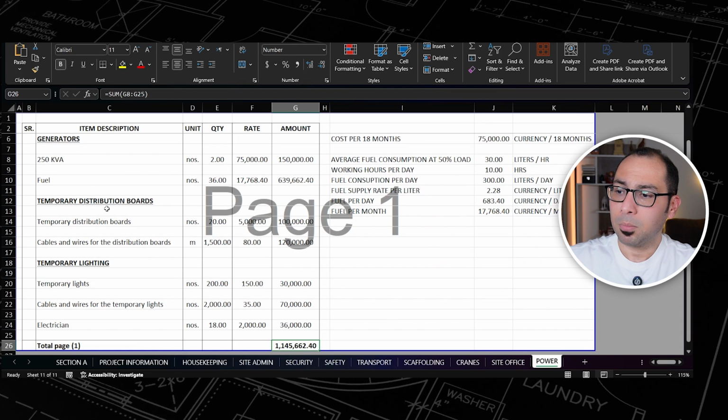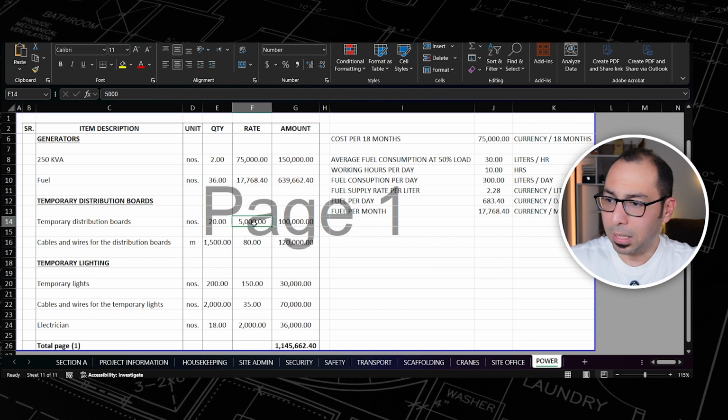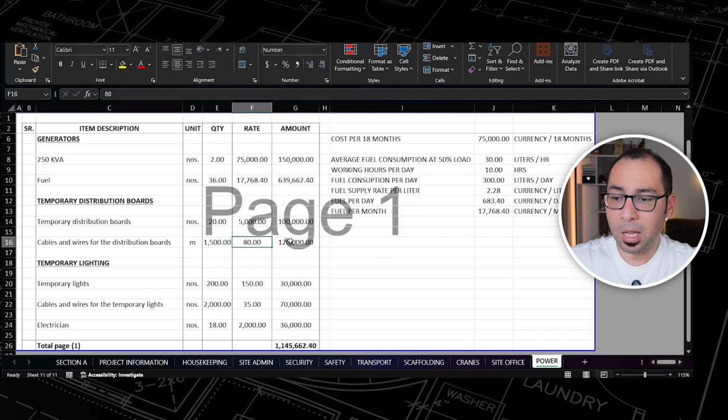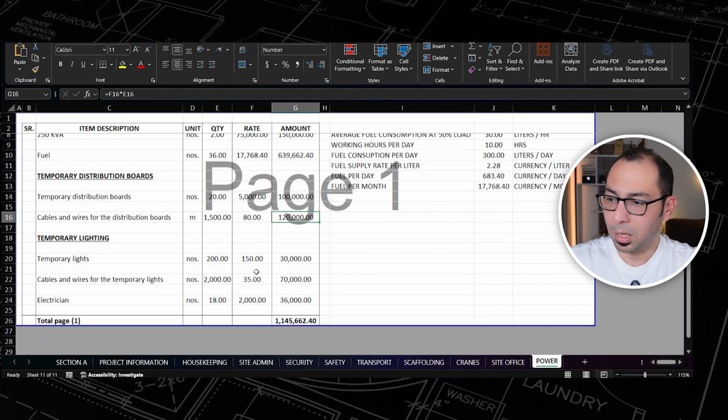Then you need some temporary distribution board, because you need power, you need electricity in the site to connect your drills and all your hand tools and all of that. So here I am just assuming 20 numbers of distribution boards, 5,000 each, so I'm getting 100,000 here. Then I am assuming that I will use 1,500 linear meters of cables, so I'm getting the cost of cables also, so distribution boards and cables.